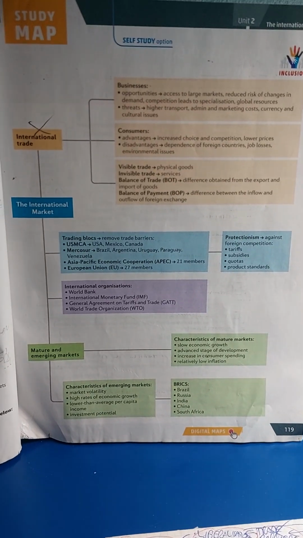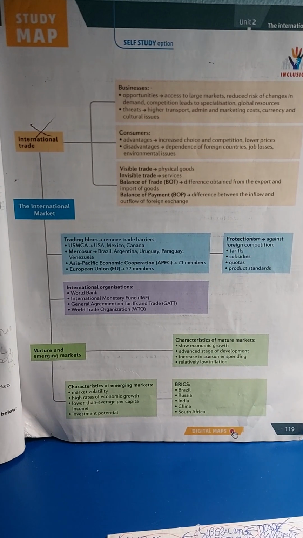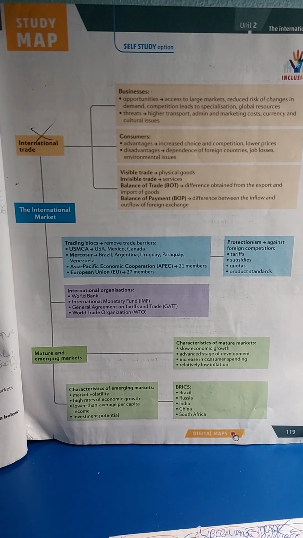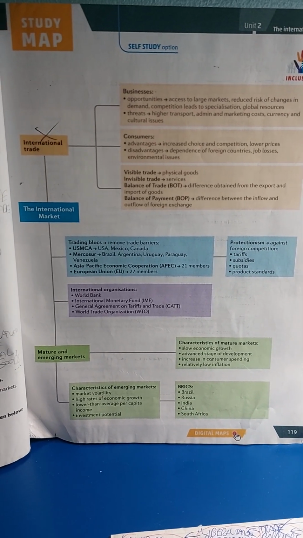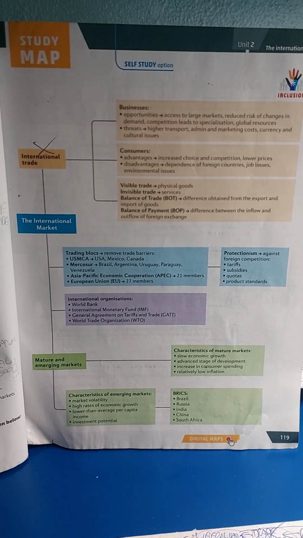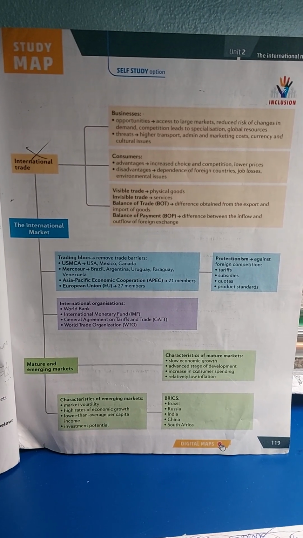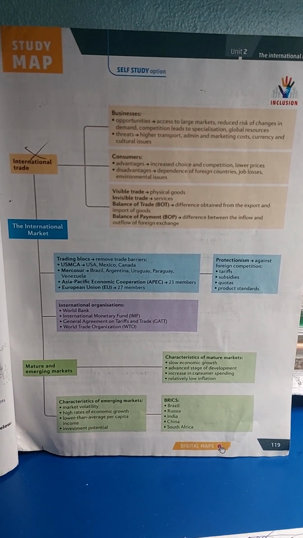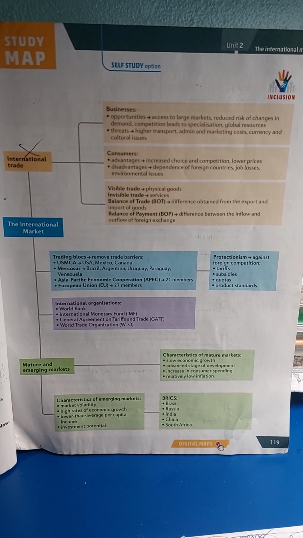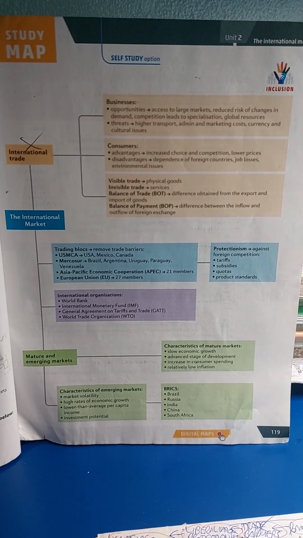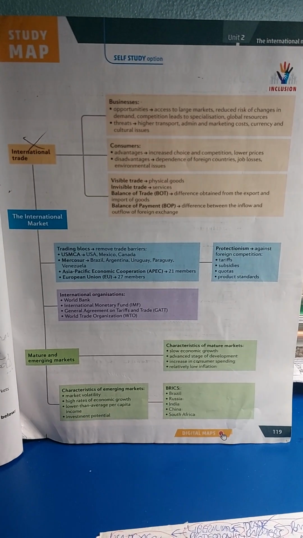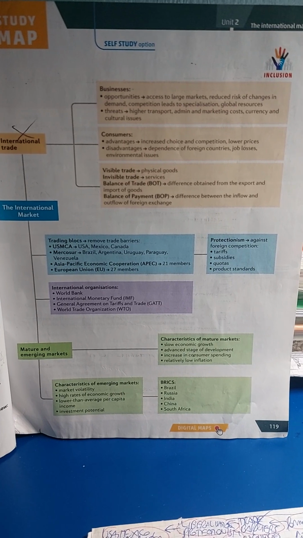Good morning, everybody. Now I'm talking about the international market that I chose in this unit. International trade is the exchange of goods and services between countries. Instead, home or domestic trade is the selling and buying of goods and services within a country. It's important to say that businesses have the opportunity to access large markets, and businesses can make bigger profits in order to reduce the risk of sudden changes in demand.